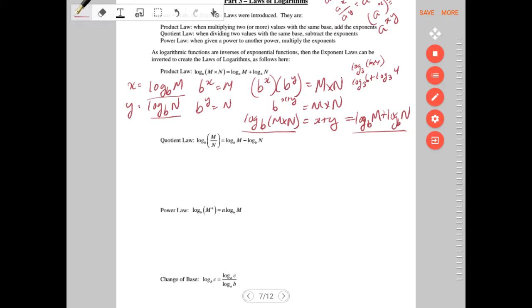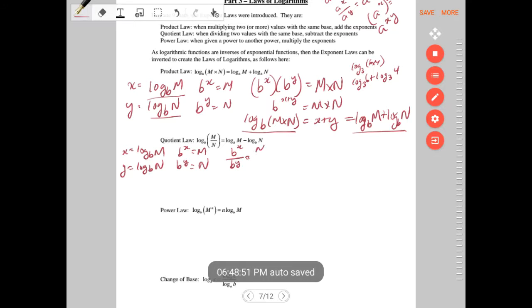All right. Quotient law. Same thing. I'm going to let x equal log base b of m, and y is going to equal log base b of n. So same as before, b to the x equals m, and b to the y equals n. So we're going to divide them. So b to the x over b to the y is equal to m over n. Okay, right? Because b to the x is m, b to the y is n. Okay, and then we're going to subtract our exponents. So that becomes b to the x minus y equals m over n.